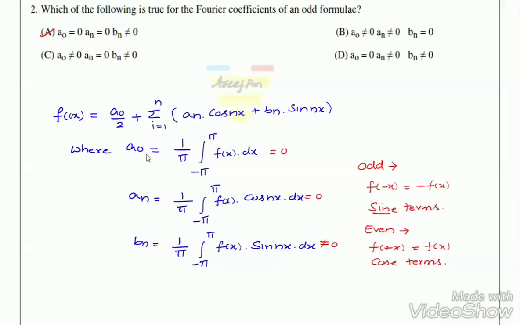Here we may ask a question: sir, why is a0 equal to 0? a0 is nothing but the average value. For a sinusoidal waveform, the average value is 0.